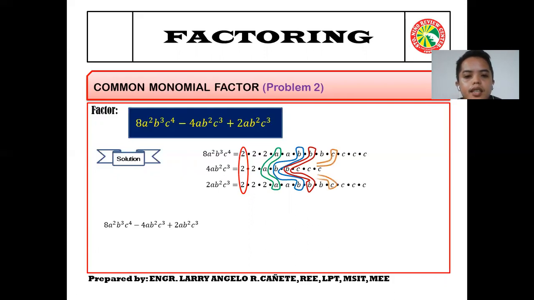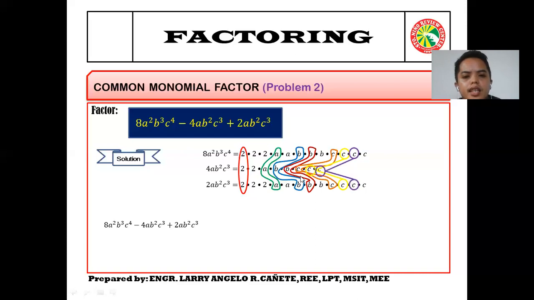And for C, as you have noticed also here, C to the fourth, C cubed, C cubed. So they have common only up to C cubed. So these are the common 1, 2, and 3.